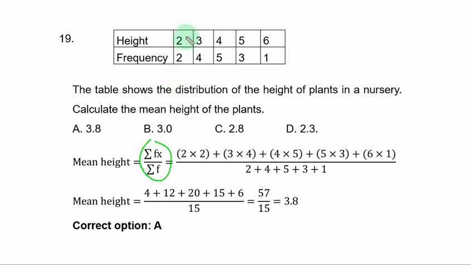That is 2 times 2 plus 3 times 4 plus 4 times 5 plus 5 times 3 plus 6 times 1 over summation of all the frequencies. That is what you have here. So if you multiply, you get this, and when you add, you have 57 over 15. If you divide, you have 3.8. A is the correct option.